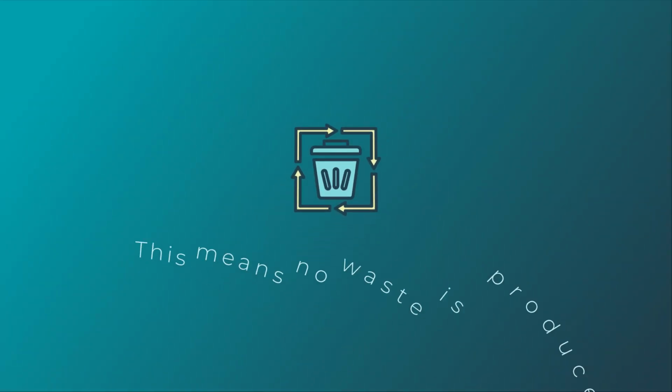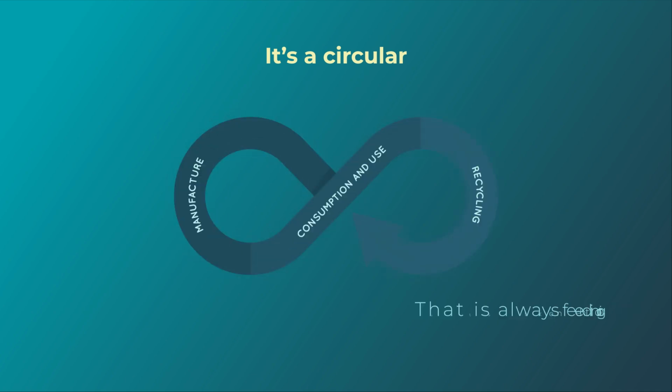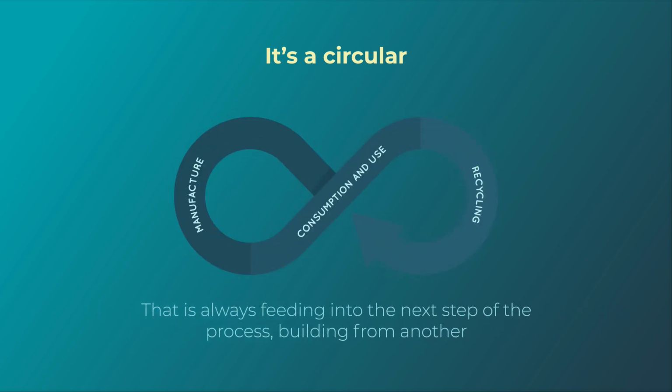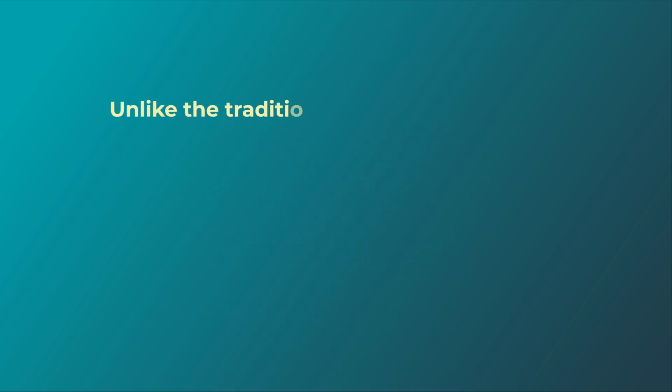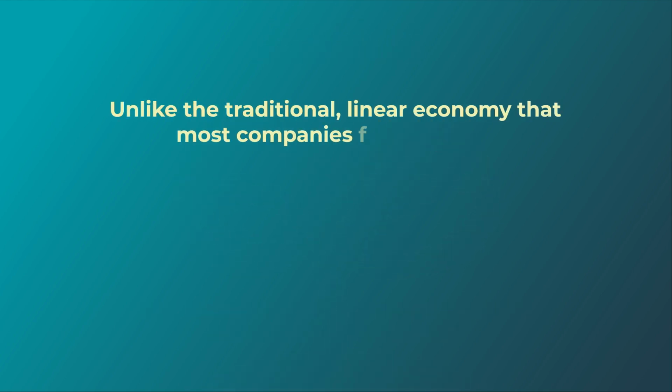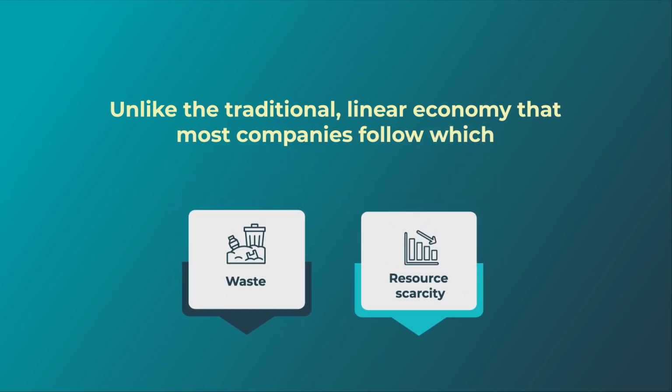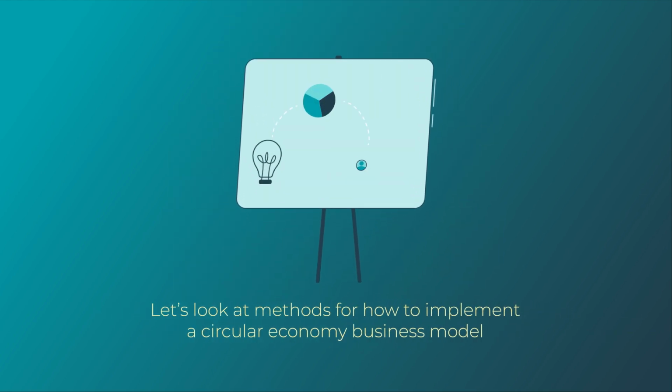Production, this means no waste is produced during your processes. It's a circular, closed-loop system that is always feeding into the next step of the process, building from another. It's sustainable, unlike the traditional, linear economy that most companies follow, which results in waste and resource scarcity. Let's look at methods for how to implement a circular economy business model.